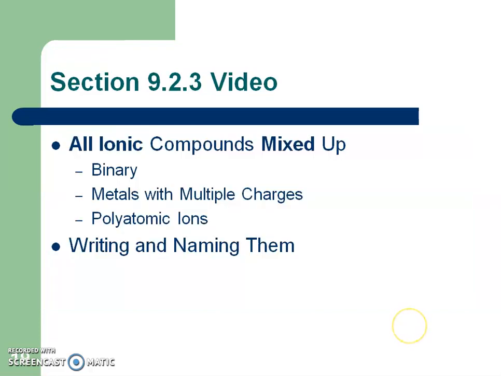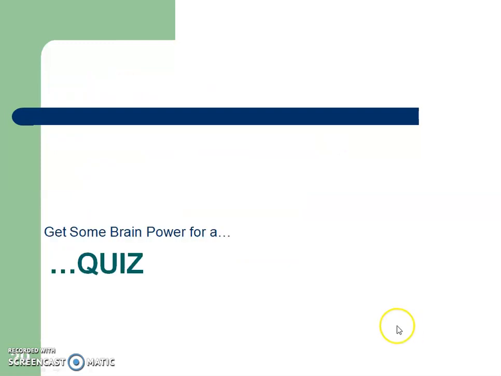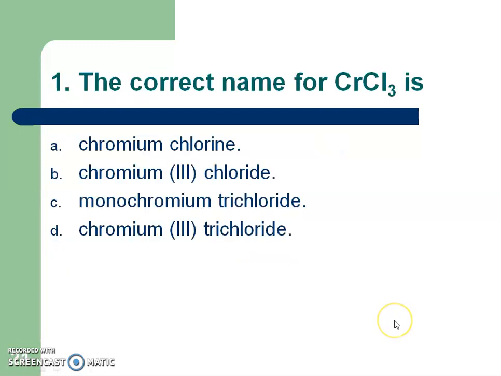All right, so on your next section of notes, so it's going to be section 2, but part 3, now the ionic compounds are all mixed up. You're going to have binary, you're going to have metals with single charges, metal with multiple charges, and polyatomic ions. So you're going to have to write them and name them. So it's going to be real important that you understand this information. And I believe I have a quick quiz for you. So pause and see if you can come up with an answer.